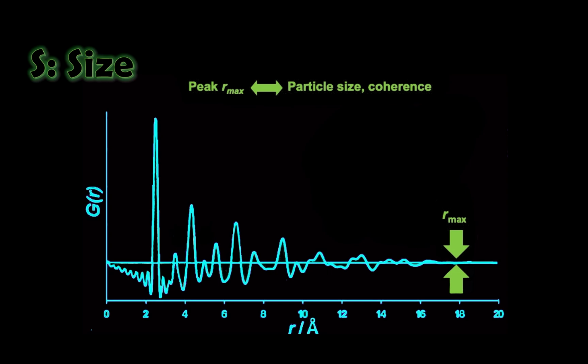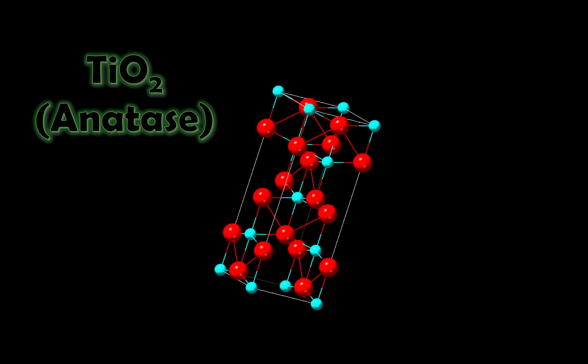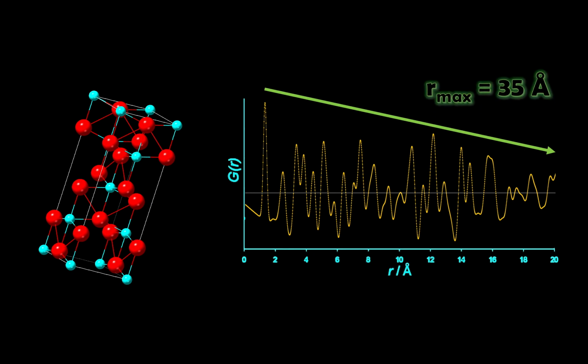PDF can also tell us the size of the particle by looking at something called the Rmax. This number refers to the maximum radial distance of a material. Let's look at the titanium dioxide nanoparticle for example. Notice how the peaks start to get shorter as we move further down the pattern. That's because the Rmax is within the range of a nanoparticle. For this nanoparticle, specifically, the diameter is 3.5 nanometers or 35 angstroms.